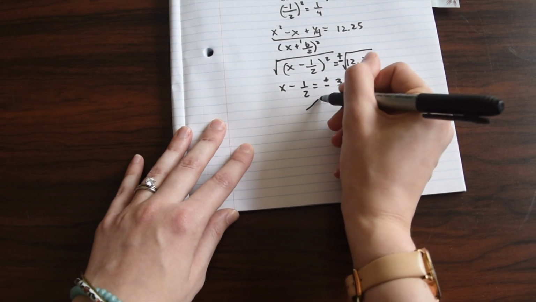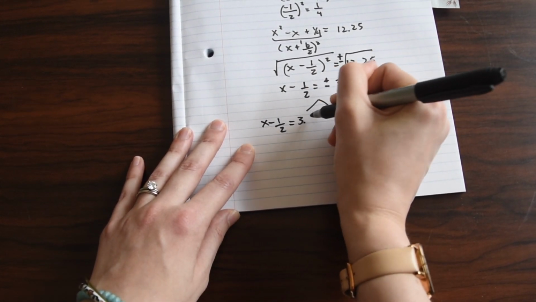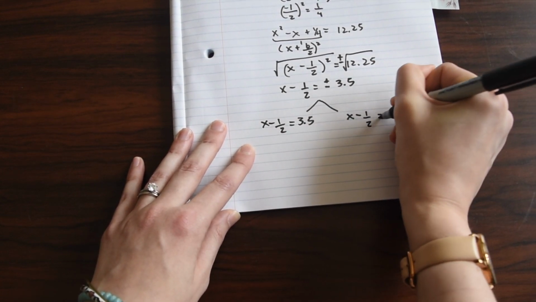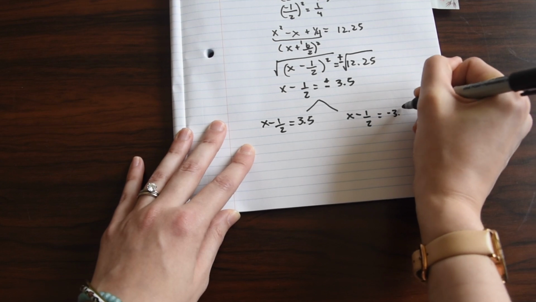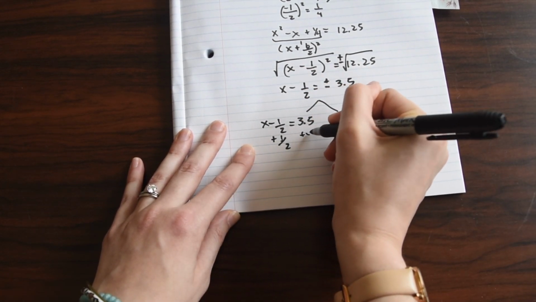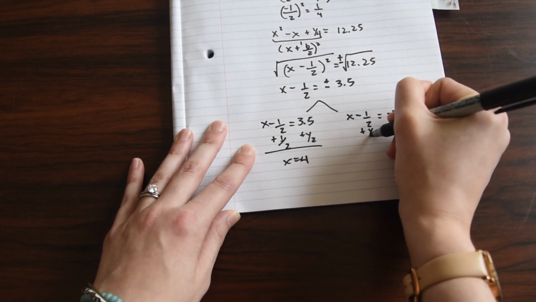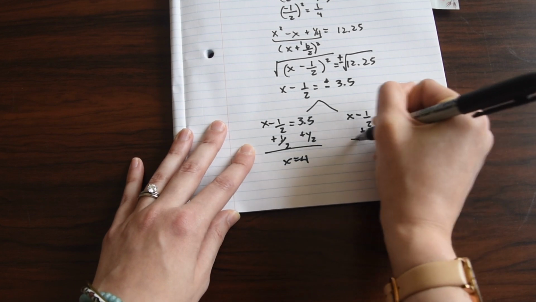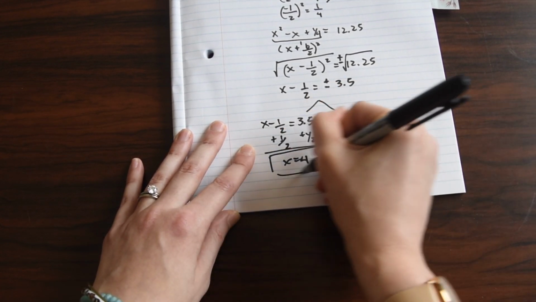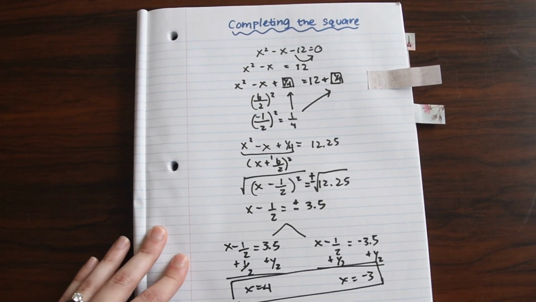And now we're going to make two equations solving for x, because we have this plus or minus sign. So we have x minus 1/2 equals positive 3.5. And then we have x minus 1/2 equals negative 3.5. So just add 1/2 over on this side, and we have x equals 4. And then add 1/2 on this side, and we get x equals negative 3. So we have the same answers we've been getting, but with this new method, completing the square.